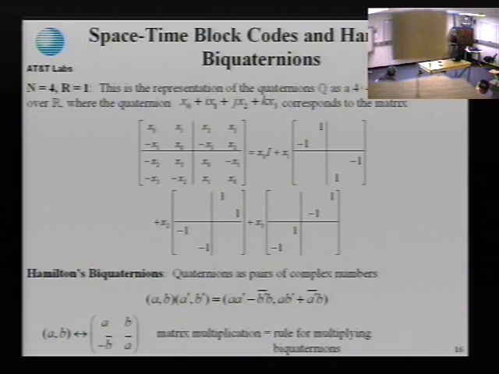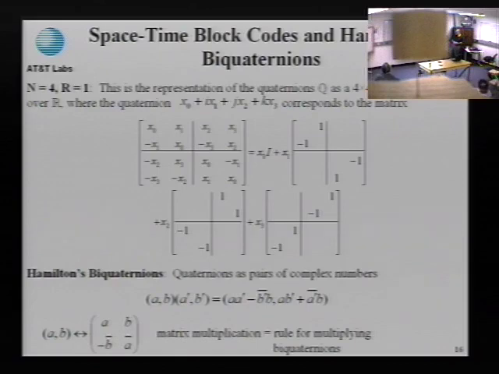So this is quaternions. Here we have these little matrices that tell you where the variables corresponding to I, J, and K actually appear. And then Hamilton did something really interesting. He said, okay, I can think of quaternions as real numbers, but I can also think of them as pairs of complex numbers. And when I do that, this is the rule for multiplying together two of my complex quaternions.